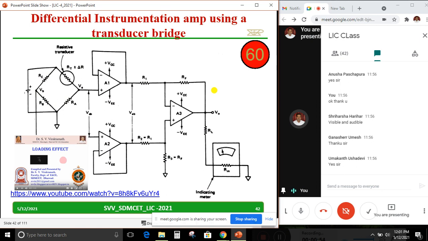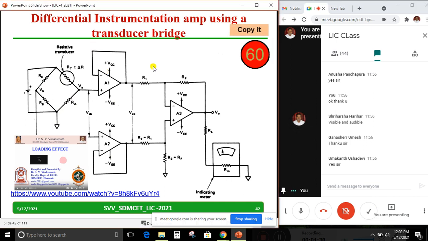The reason I also told you is to avoid the loading effect. Basically this op amp acts as a buffer. It does not allow loading of this particular bridge or circuitry. Hence we use these voltage followers so that we can avoid the loading effect. Somebody may ask what the loading effect is. We have a separate video for that, and you can go through it.